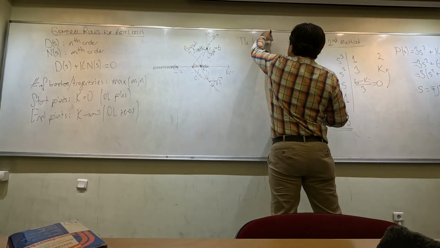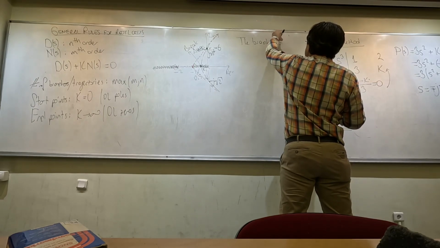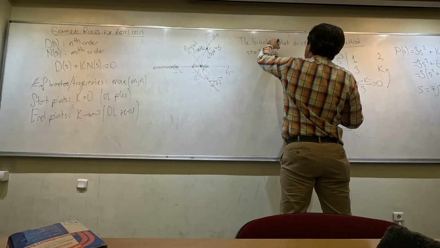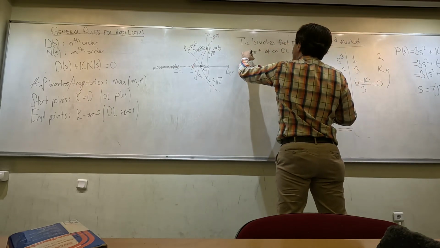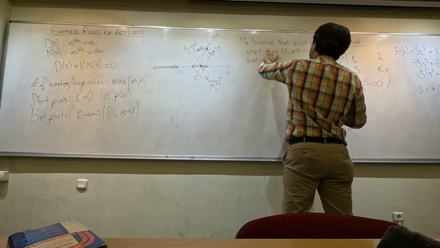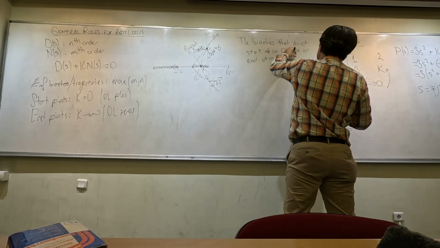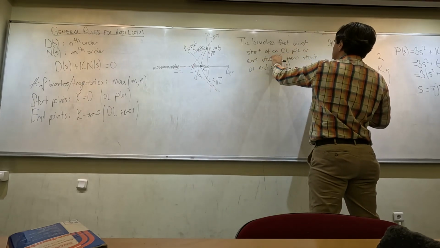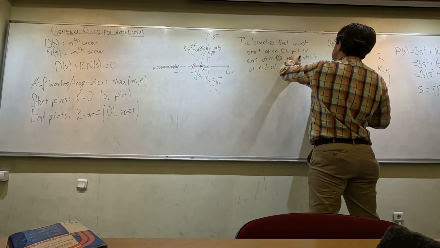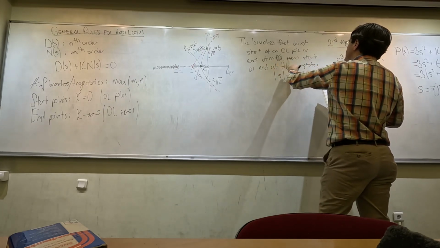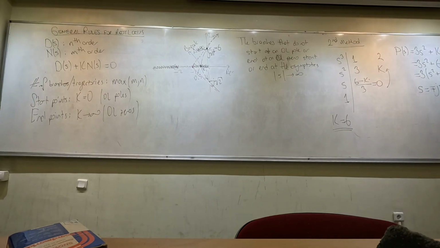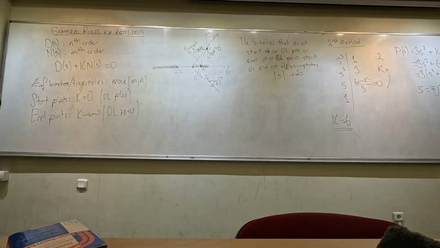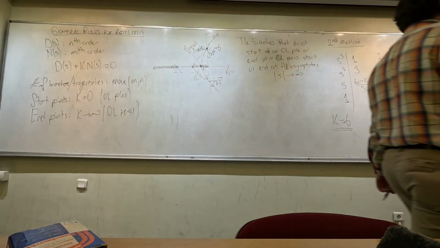And the branches that do not start at an open loop pole or end at an open loop zero start or end at s going to infinity, at the asymptotes. So if a trajectory does not start from an open loop pole, and if it does not end at an open loop zero, then that trajectory is either going to start at infinity or end at infinity.